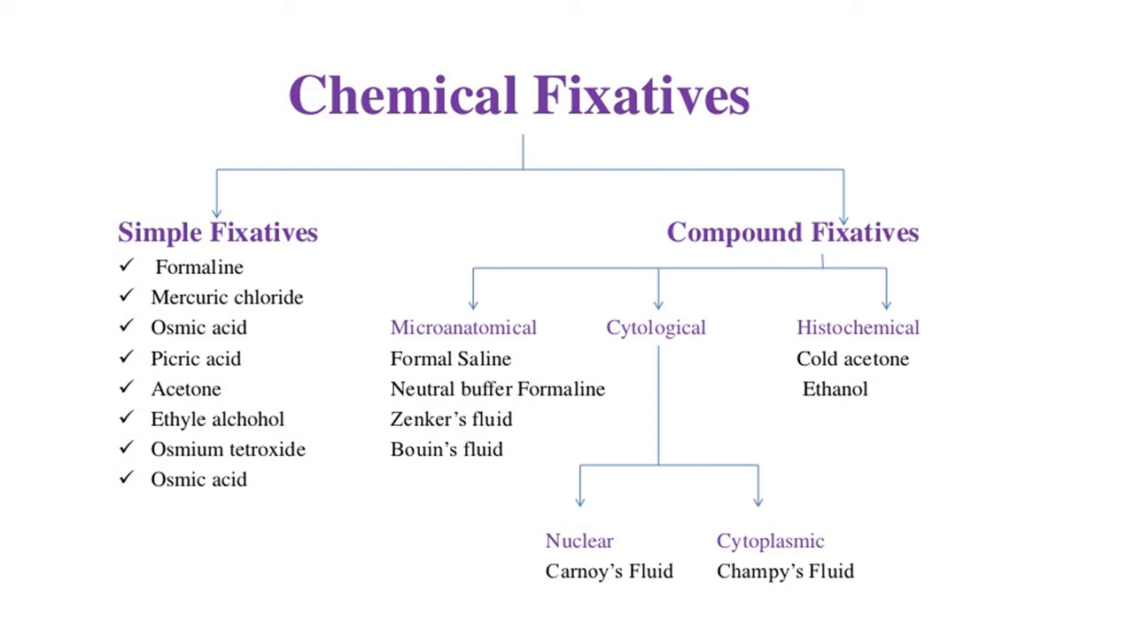Then chemical fixatives again we can divide into two categories, simple fixative and compound fixative. In simple fixatives, we can use formalin, mercuric chloride, osmic acid, picric acid, acetone, ethyl alcohol, osmium tetroxide, and osmic acid. Here only one fixative we are using. But when we consider compound fixatives, we can divide them into three categories: microanatomical, cytological, and histochemical. Microanatomical fixatives we are using to maintain the microanatomical structure.